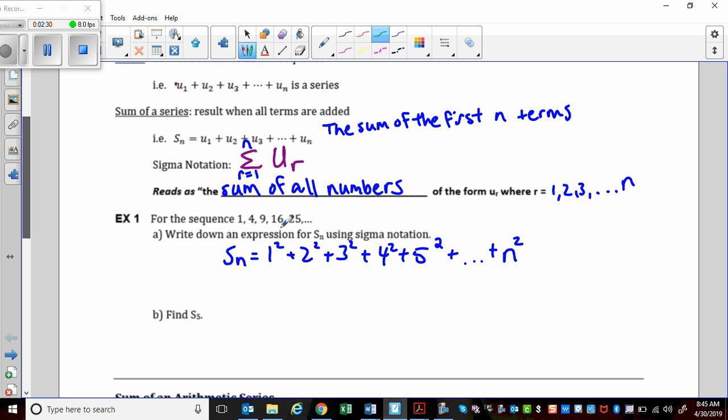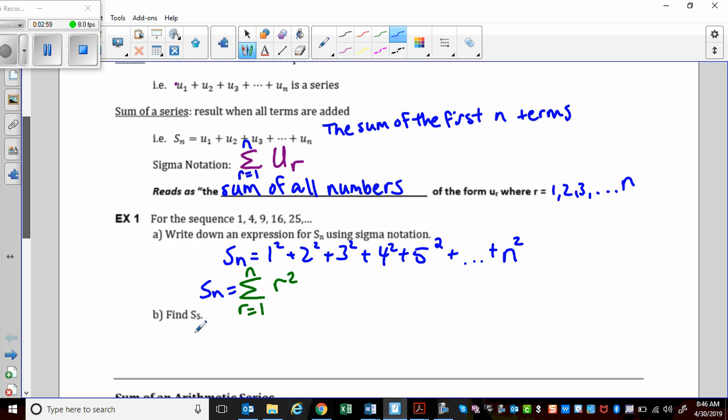I can write this as sigma notation, which is what they want. So the sum, as r goes from 1 to n, we don't know where we're going to end yet, of r squared. And this is S sub n. This is the same thing as the top line. These two are the same.